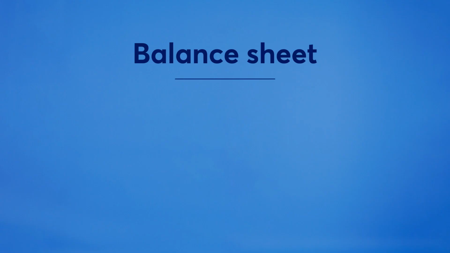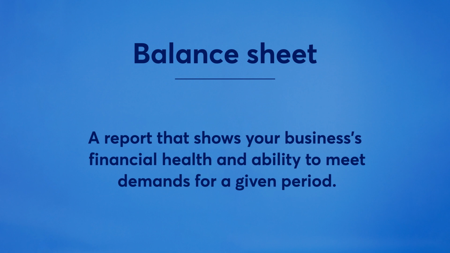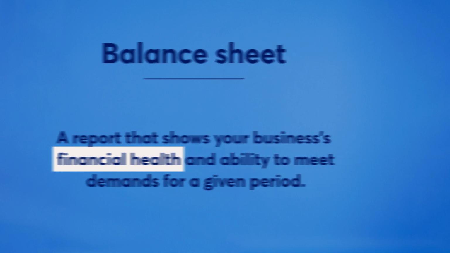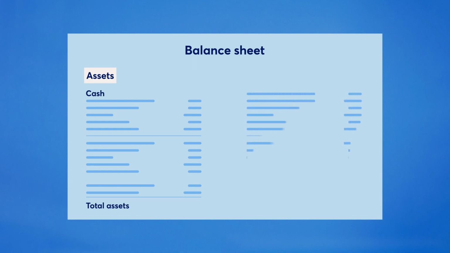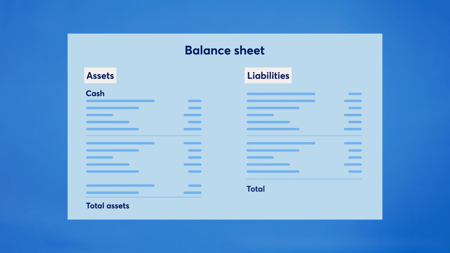The balance sheet contains information about your assets, liabilities, and equity for a given period, providing you a snapshot of your business's financial health based on what it owes and owns. Your assets are listed on the left side of the document. Cash is always listed first, followed by the rest of your assets based on how quickly each asset can be converted into cash. Liabilities are listed after on the right side.